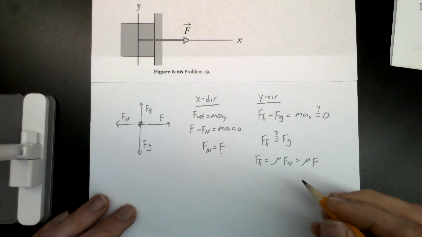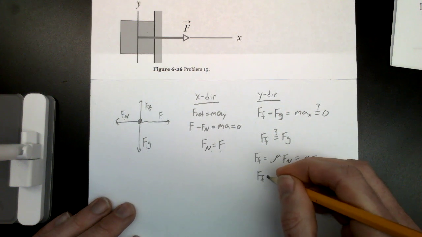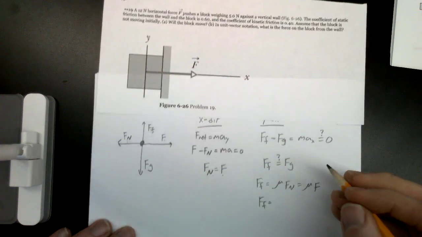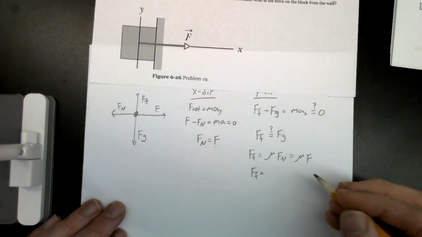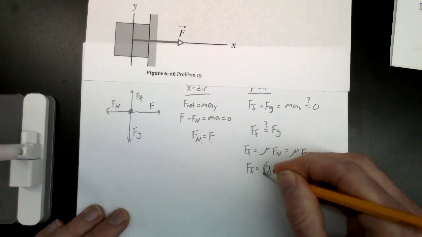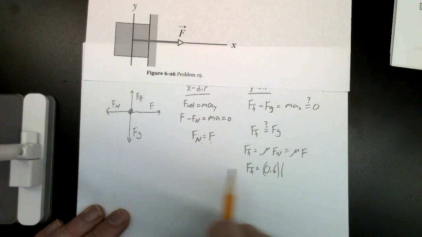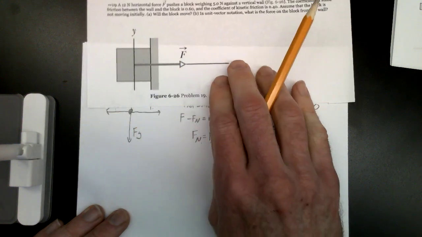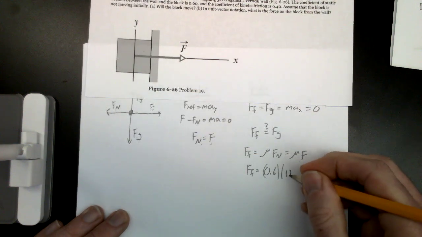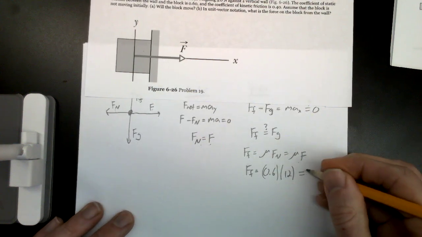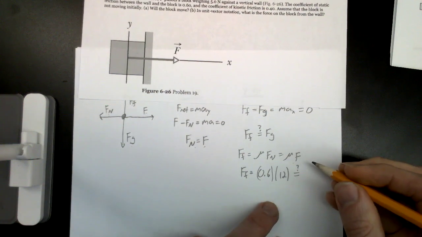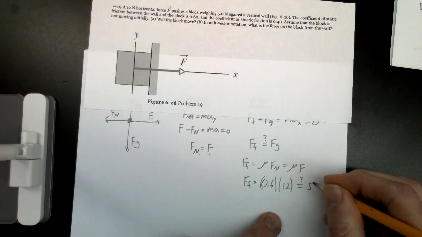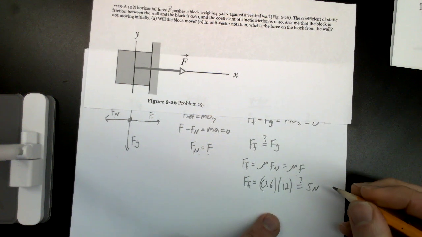So let's do some numbers for this now. Our friction force is, we're going to use our static friction, which up here is 0.6. 0.6 times the force that was pushing against the wall. So F is the 12 Newton horizontal force. So that's going to be 12. And we're going to see, does this equal the force of gravity, which is, the block weighs 5 newtons. So does this equal 5 newtons? So really we're checking if it's greater than or equal to.